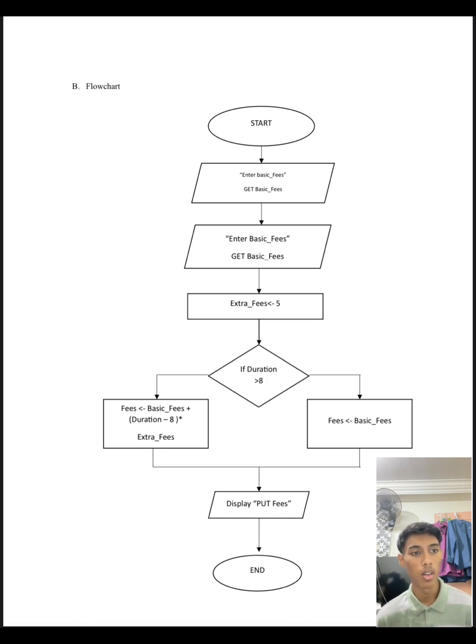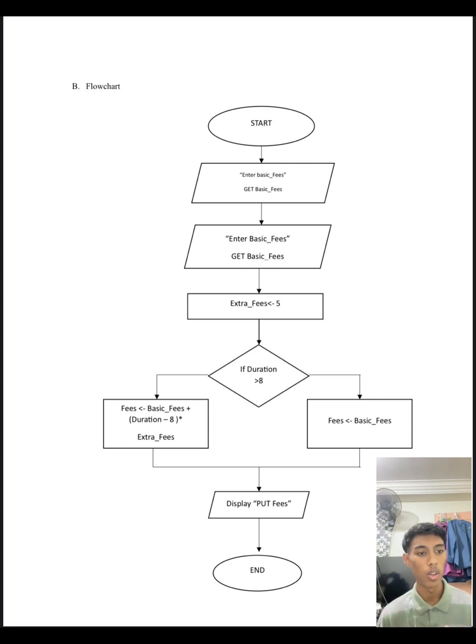In the process shape, I put extra_fees, back arrow, 5, which means assigned 5. Next, after that, I put the decision shape. In the diamond symbol, I put if duration is bigger than 8. As you can see, there are two lines, which means it separates into yes or no.